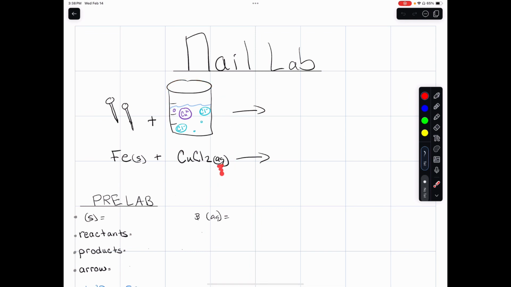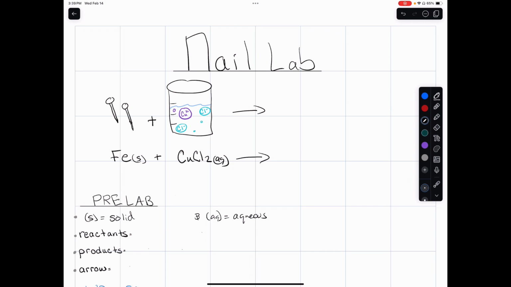Remember, aqueous means that the copper and the chloride ions are in solution. So I've drawn the particles loose because, of course, they will separate. They are attracted to the water. Some things we already know is that the subscript S stands for solid, AQ is aqueous, and that's referring to in water.